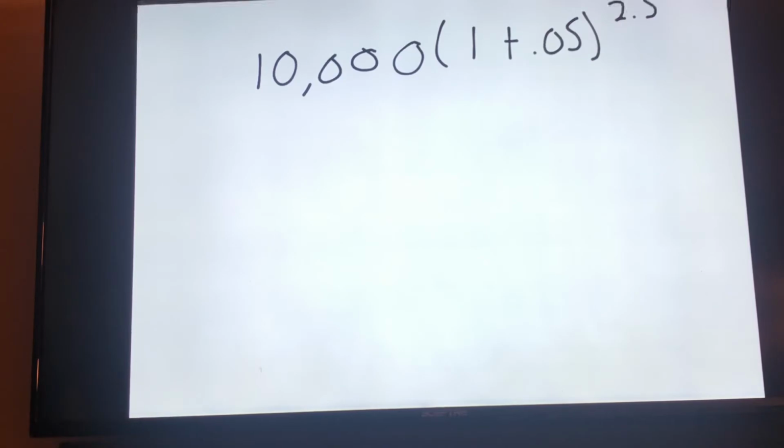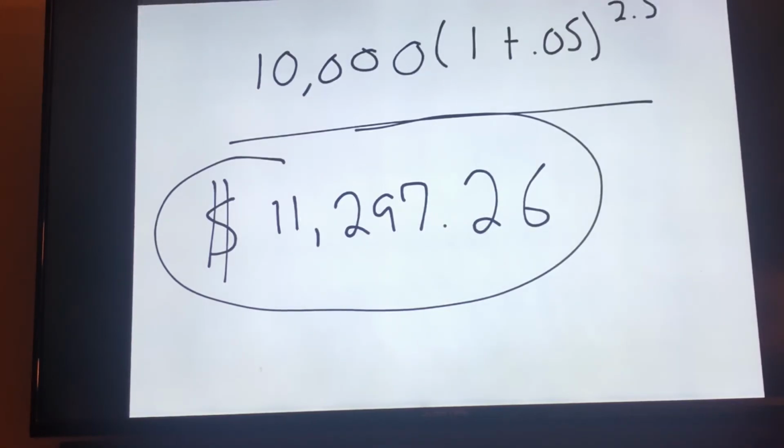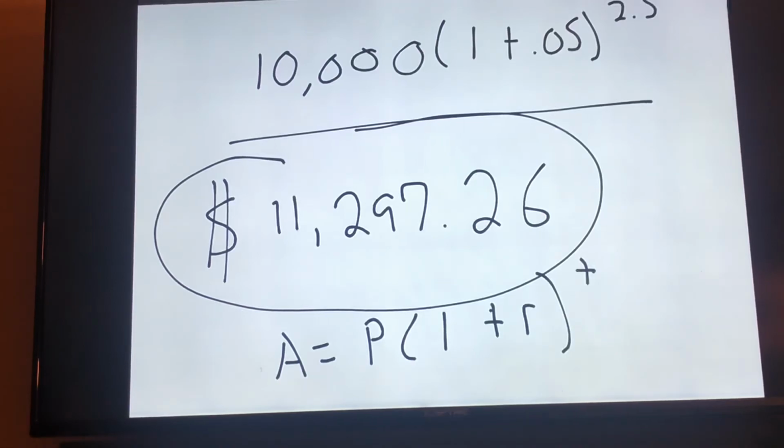So when you put that in there, all you do, friends, is just multiply this together, put it in your calculator, and when I put this in my calculator, it gives me $11,297.26 for my investment. So just use the formula: A equals principal, 1 standing for the year, the rate, which was 5%, and the time, which we did as 2.5 years.